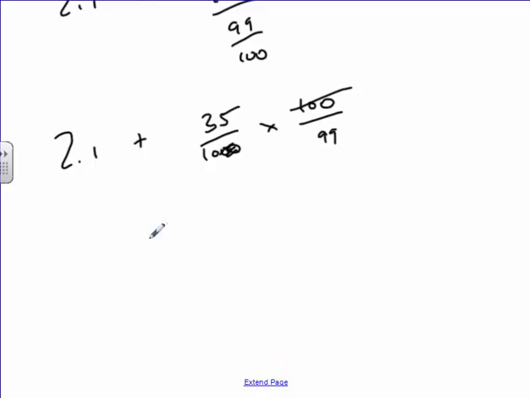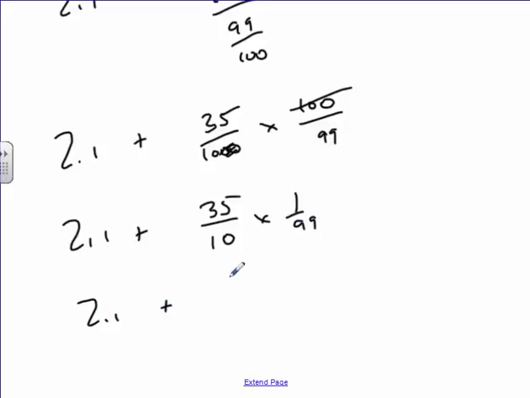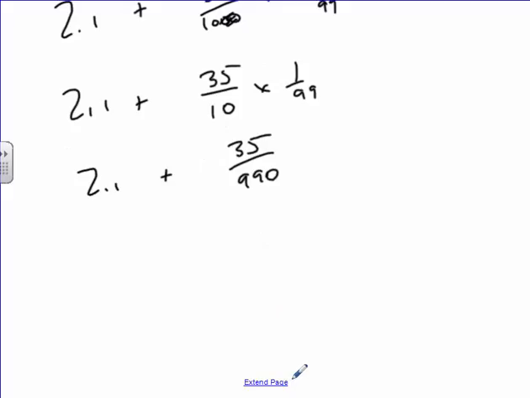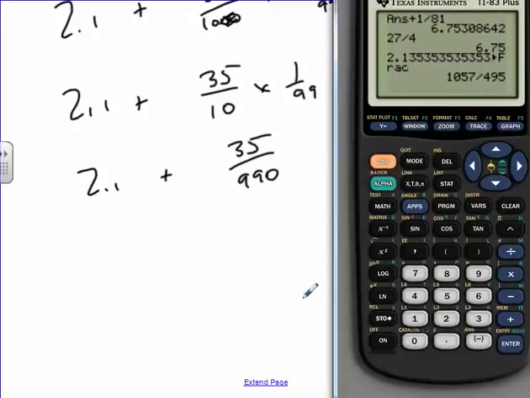100 and 1,000 can cancel. And it gives you 2.1 plus 35 over 10 times 1 over 99, which gives you 35 over 990. Okay, at this point, we're getting close to our answer, because we actually know our answer. I just had it on the calculator here. It's going to end up being 1,057 over 495.